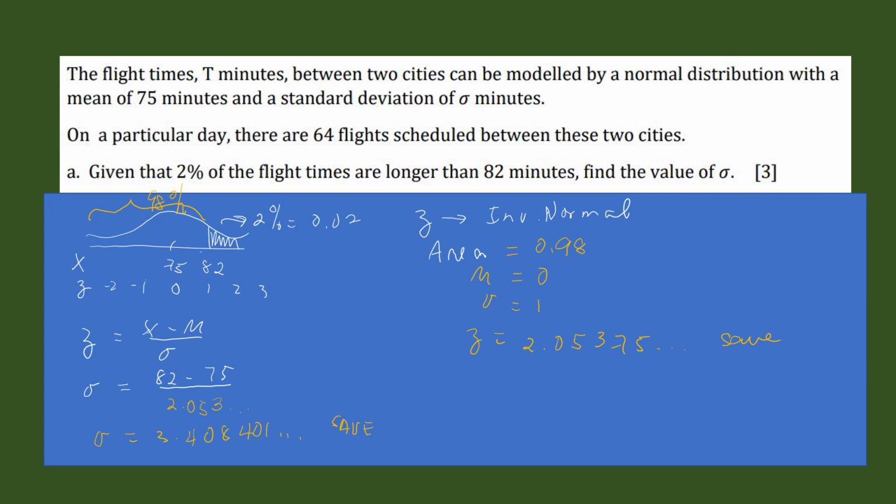So to write our final answer for the standard deviation, we write standard deviation equals 3.41. This is the final answer for this question. But when you need to use your standard deviation, you have to use the original value, the one that you saved. Okay, so let's do the next problem.